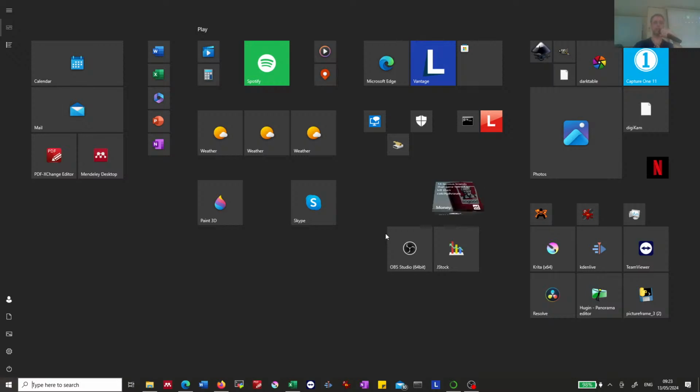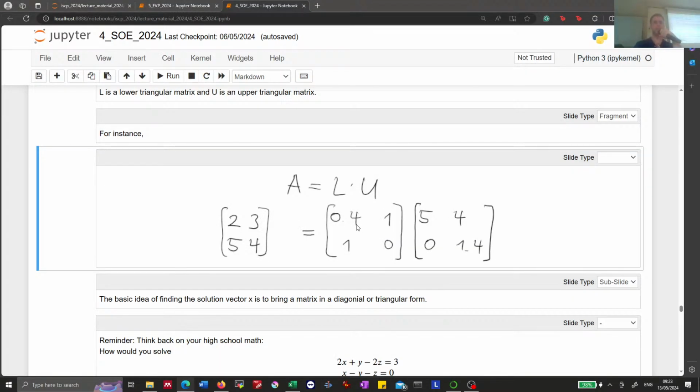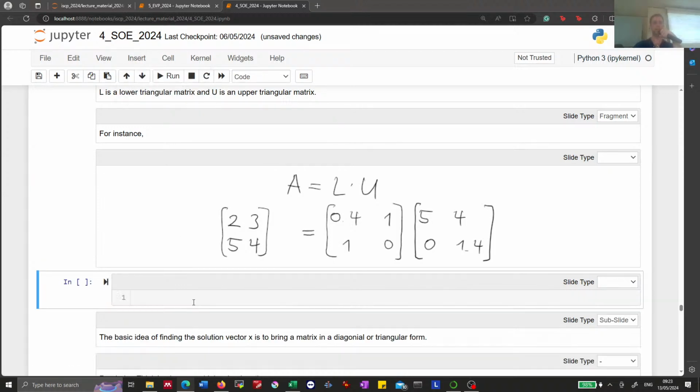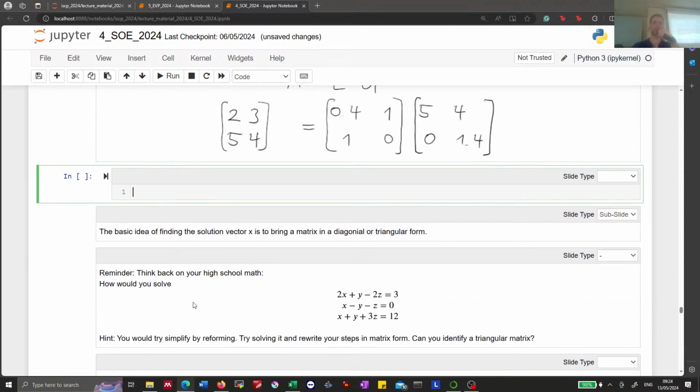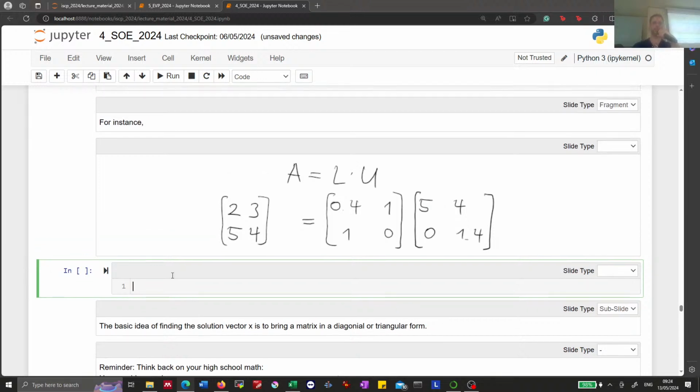Let's try it out, right? How do I do this? So when you see something like this, can you do this matrix multiplication in your head and confirm whether it's correct or not? A little bit difficult, right? So what we do, we import.